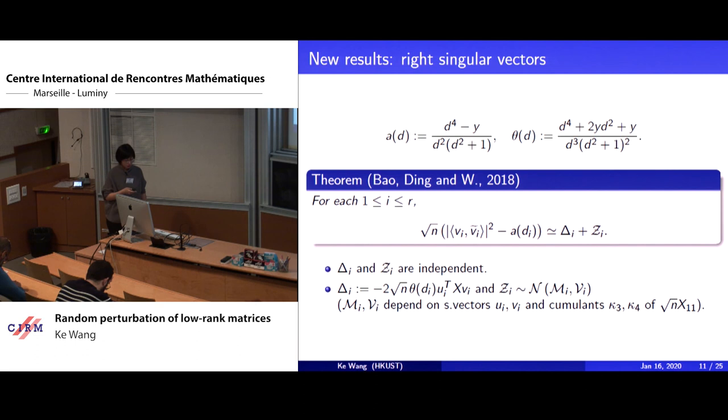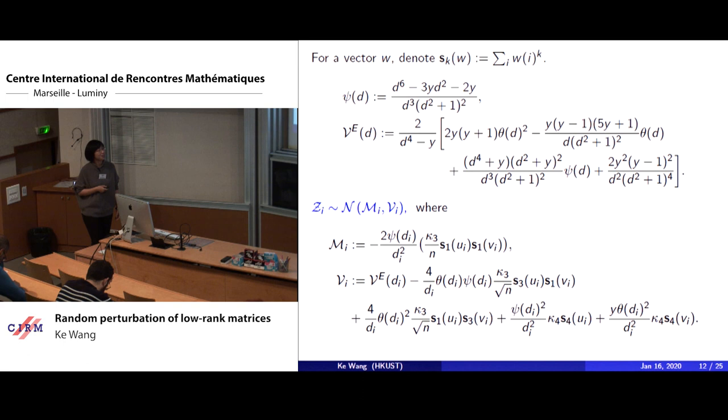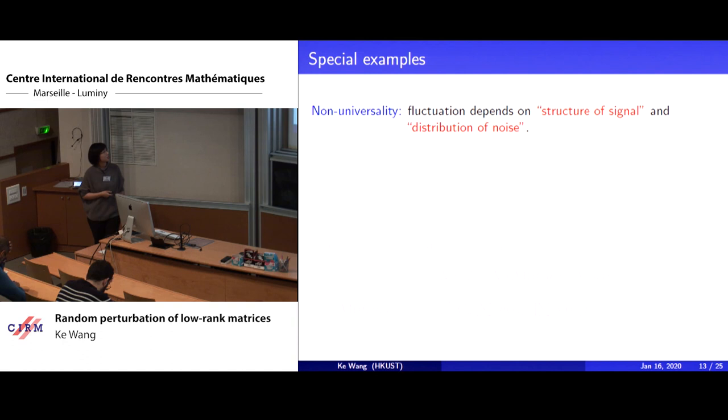So actually, we can write down this mean and variance of zi explicitly, but it takes a whole slide to do that. We also need to introduce some shorthand notations to simplify the expression. However, after those simplifications, the mean still looks like this, and the variance looks like this. A bunch of complicated expressions. So anyway, what our result basically says is that the fluctuation of the quantity we studied depends both on the structure of the signal and also on the distribution of the noise matrix. So it's a non-universality result.